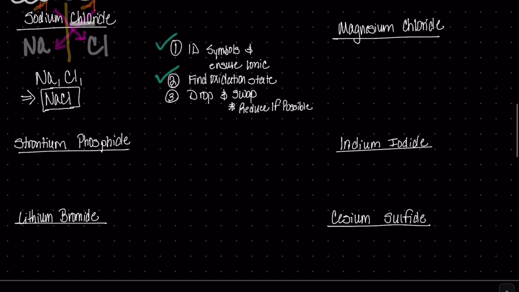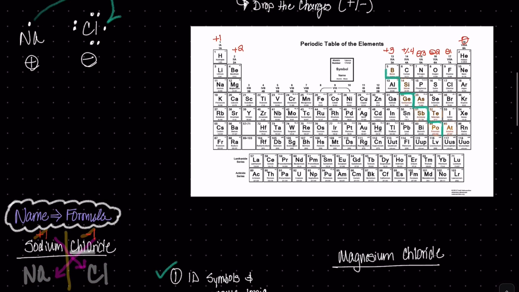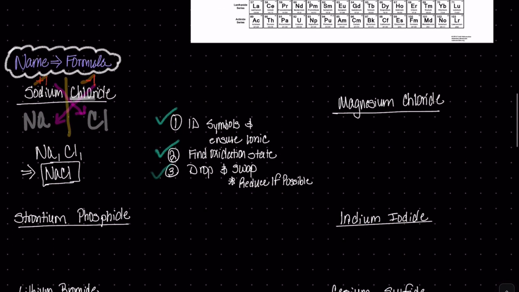Now what I'd like for you to do is hit pause for a second and try the rest of these on your own, and let's see how you go. Make sure you use your oxidation information from your periodic table. And let's see how we did.